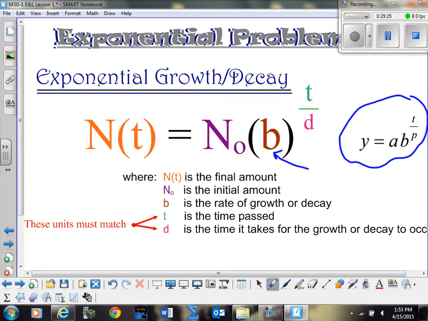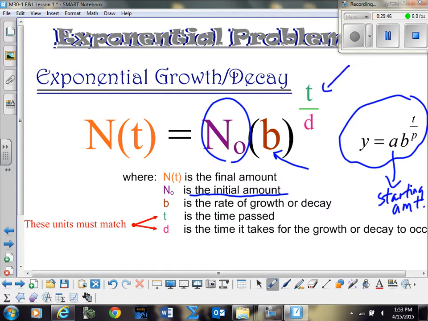We often see the initial amount given. The initial amount is the coefficient, the A value, is the initial amount. So starting amount is the A value. And N(t) is the amount after a given time that has elapsed. So this is the time elapsed.